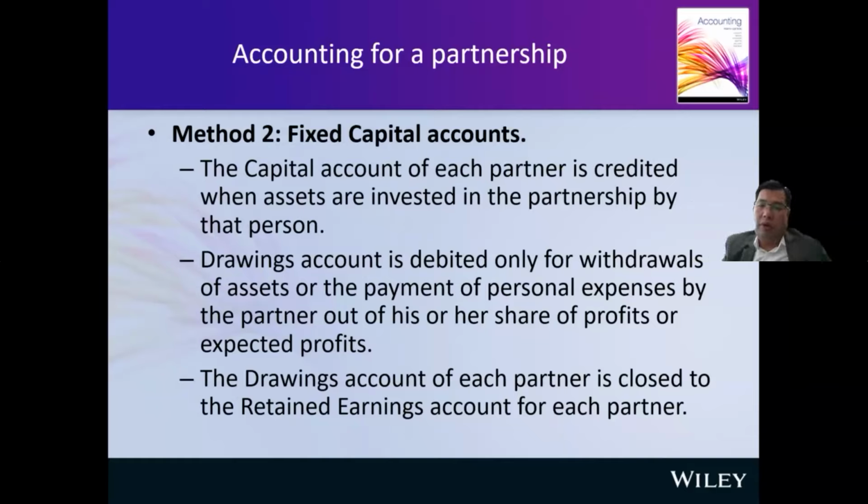So the capital account for each partner is credited when assets are invested in the partnership by the person. When we have a drawing account, it is debited on the withdrawal of assets and the payment of personal expenses by the partner out of his or her share of profit or expected profit. But the drawing account for each partner is closed to the retained profit. We have another account, the retained profit account for each partner. We have the capital, then we have the current or retained profit account. So we have two accounts instead of one.